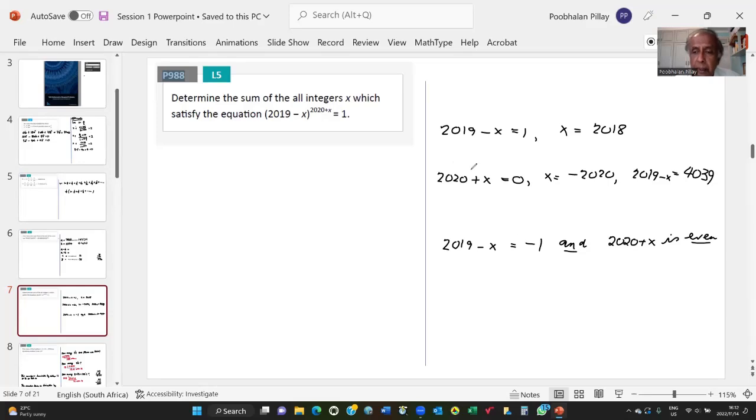So the first equation was that, and that gives you a value for x. The second one was the exponent is equal to 0, and there you have a value for x.